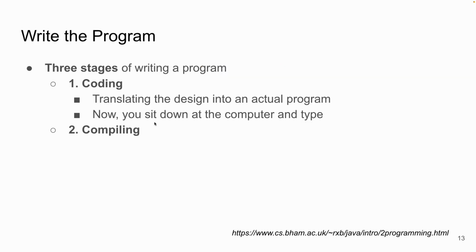And actually, when we write the program, there are three stages. We can divide the entire process of coding into three stages. The first stage is coding, obviously. The action of coding is to translate the design from the blueprint into actual programs. So if you are going to code, you can sit down or stand up at the computer and start to type. Then after you finish your code or a part of your code, you just press compile. So you can do the compilation here.